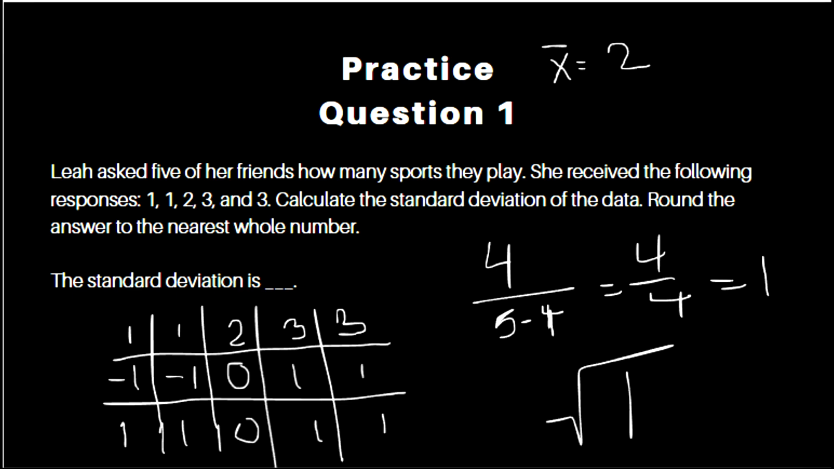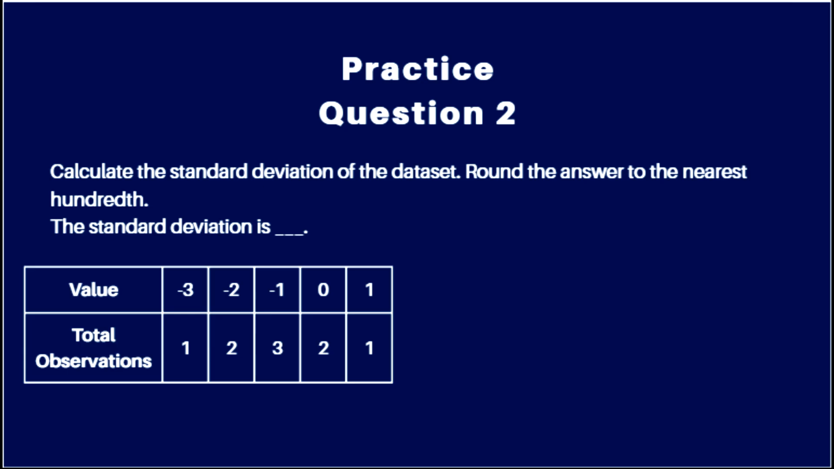The square root of 1, oh, it's just 1. I'm a genius. Okay, there's your answer. Here's practice question number 2. Calculate the standard deviation of the data set. Round the answer to the nearest hundredth. Pause it, figure it out, come back.